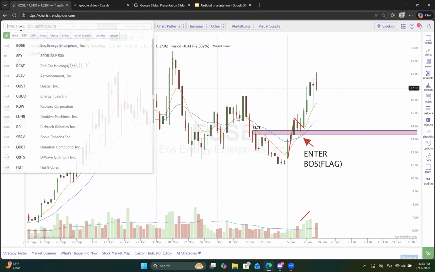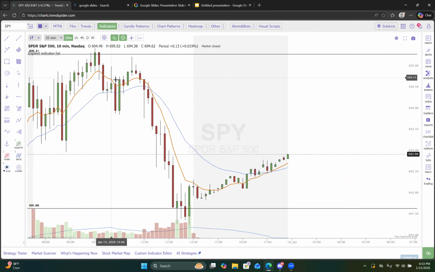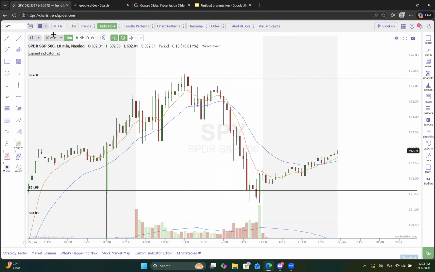Let's look at SPY today. Let's go to the lower time frames here, right? We can consider, let's go 5 minutes.